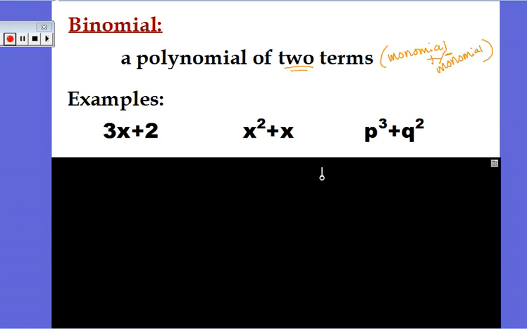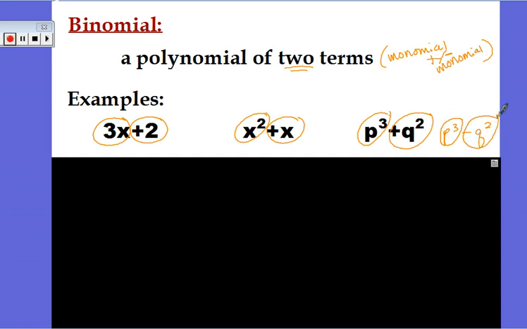3x plus 2. This 3x is a term, and the plus 2 is a term, so that is a binomial. The next one is x squared plus x. Again, x squared is a term, and the positive x is a term. And then the last one is p to the third plus q squared. Again, p to the third is a term, and a positive q squared is a term. You could also have the same thing but subtraction. Okay, in that case, p to the third would be the first term, and negative q squared would be the second term.